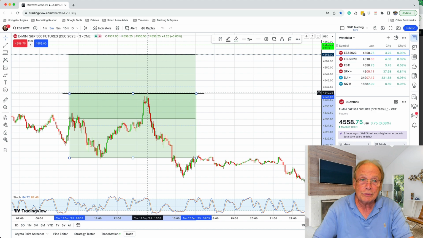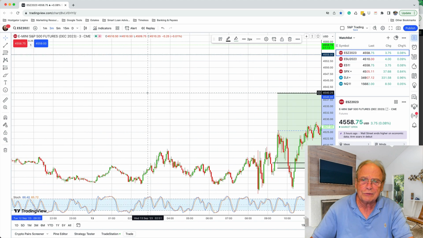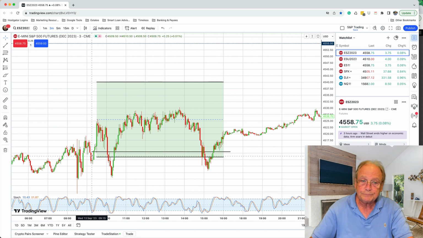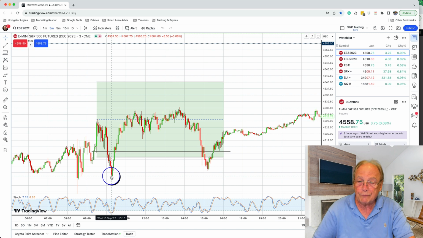So that's Tuesday, September 12th. Let me move over to the next day, Wednesday, September 13th. Wednesday, September 13th, the market opened at 45.15, moved up sharply in a momentum move, but then retreated down to 45.03. This was the intraday low.